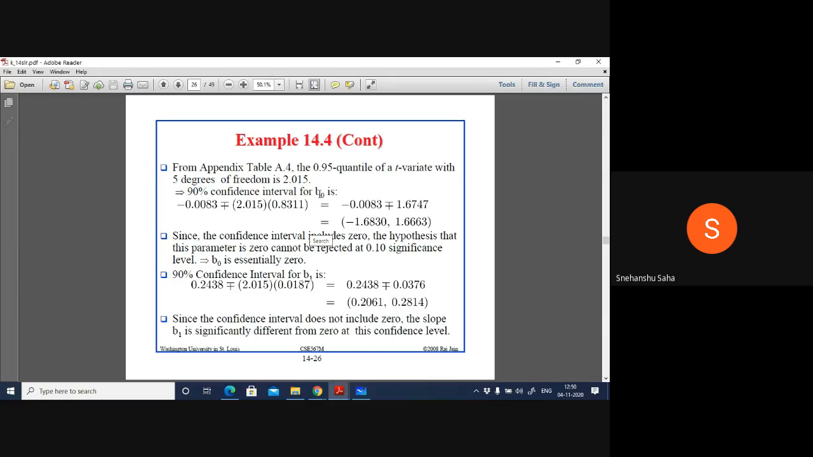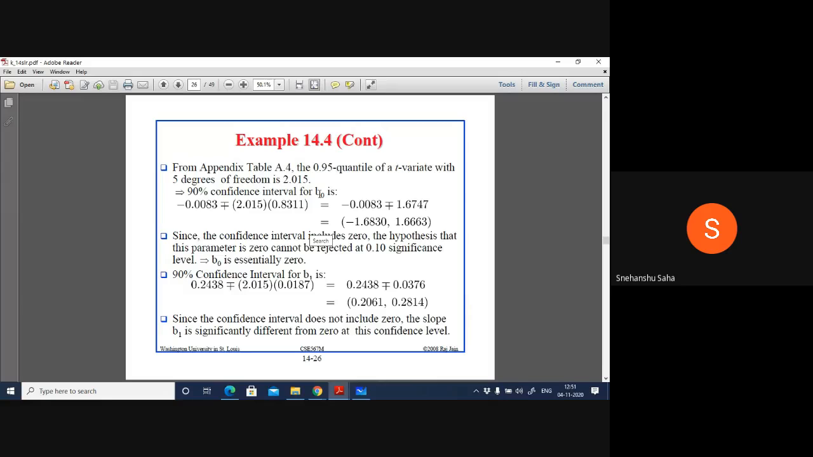On the contrary, look at the 90% confidence interval for beta 1. It is from 0.2061 to 0.2814, which means there is not even the tiniest probability that, with 90% confidence, beta 1 crosses the x-axis. So this is significantly different from 0 at this confidence level, and that is why we can say that whatever beta 1 value we got, this beta 1 value is significant. But we cannot say the same thing about that beta naught value.